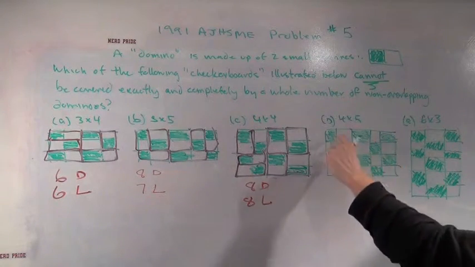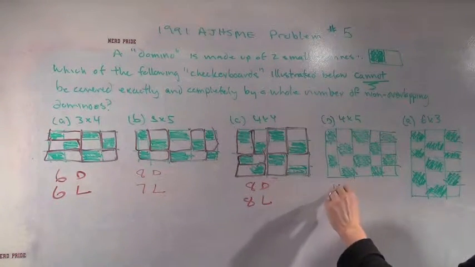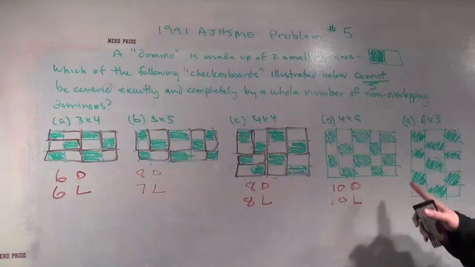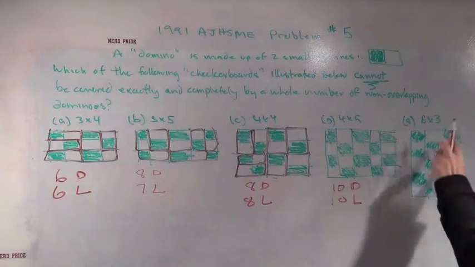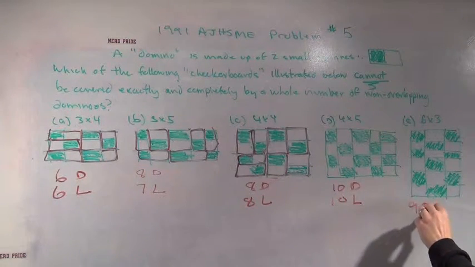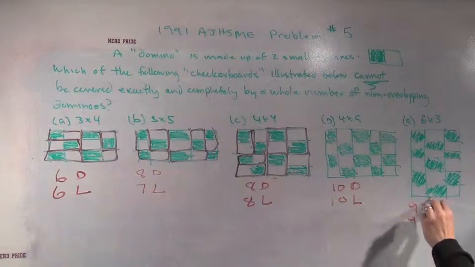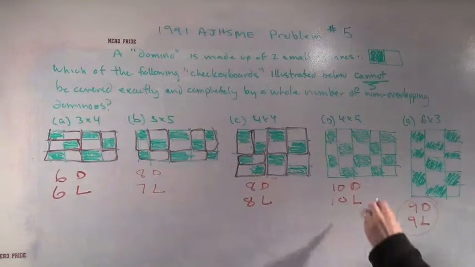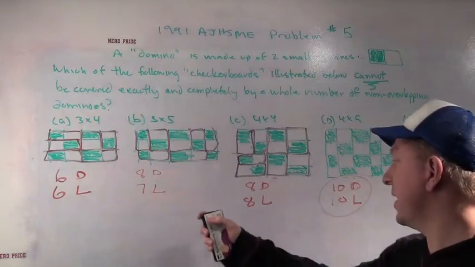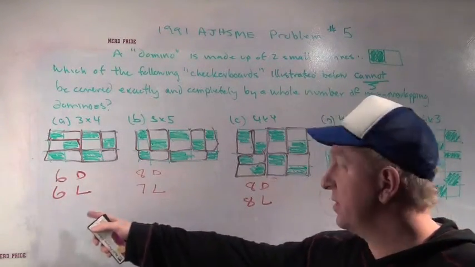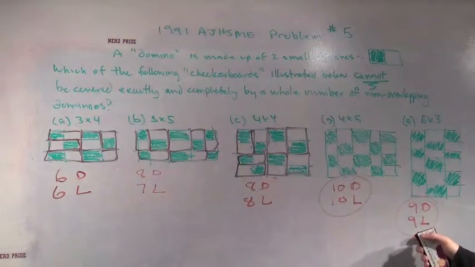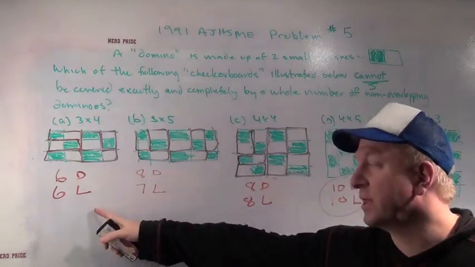How many do we have here? 2, 4, 6, 8, 10. 10 dark, 10 light. Maybe you can figure out a way to count these dark squares faster than I am. And how many dark squares do we have here? Well, 3, 6, 9. 9 dark, 9 light. So because a domino always covers the same number of dark and light squares, it looks like for all of these, at least it's plausible that we can do it because they have the same number of dark and light squares. We don't know for sure if we can do all of those.